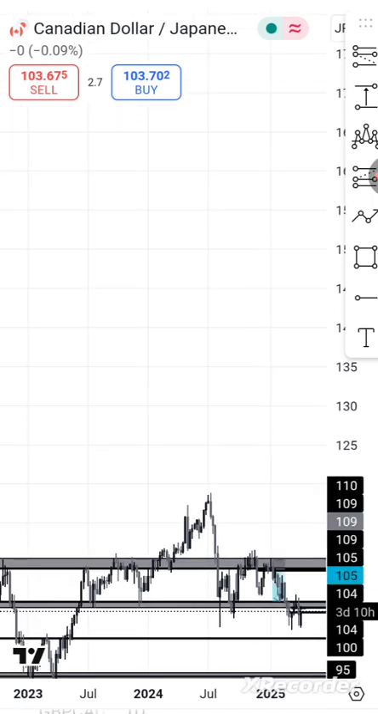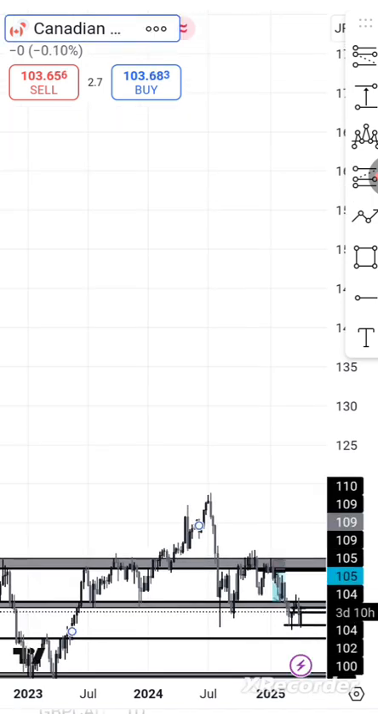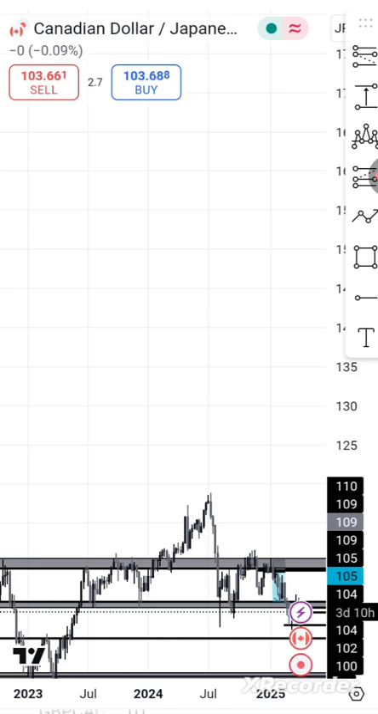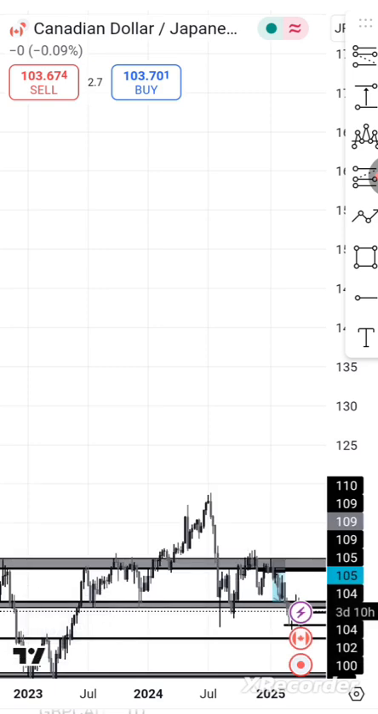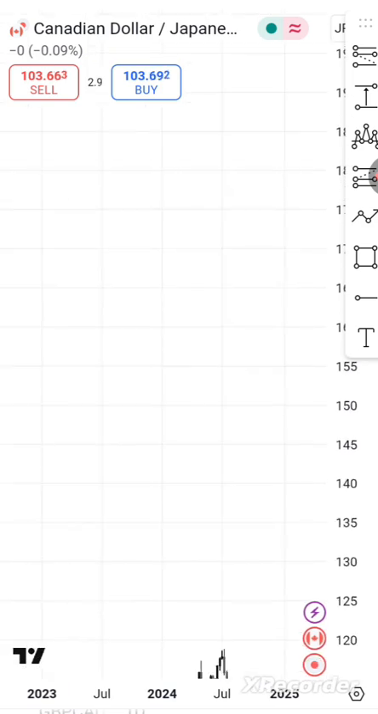So in the last video we talked about market structure in our part 1 video, and as you know, market structure is divided into two. The first part is the bullish trend, while the second part is the bearish trend. In our last video we talked about the bullish trend. So in this video we'll be talking about the bearish trend.